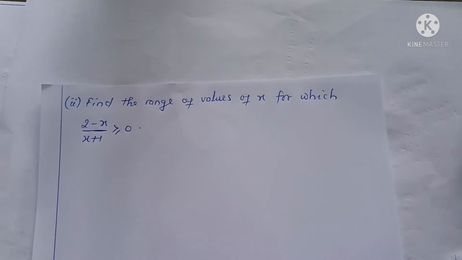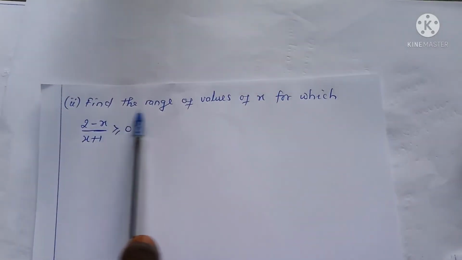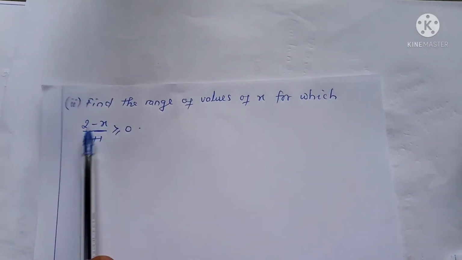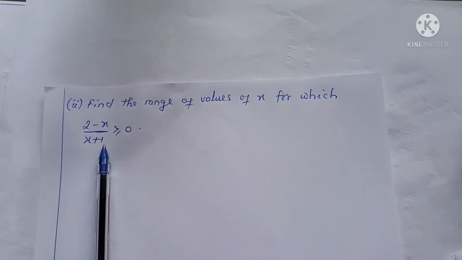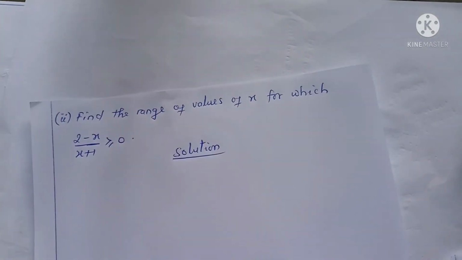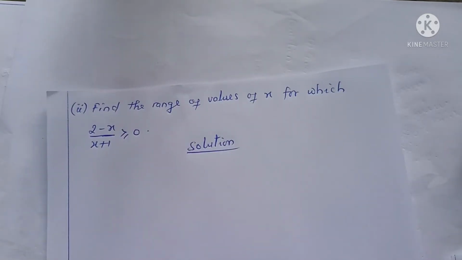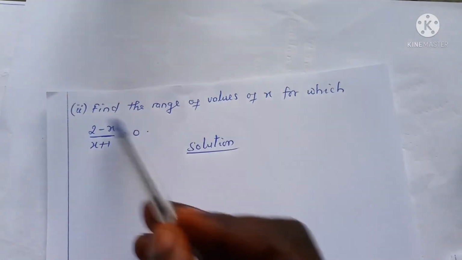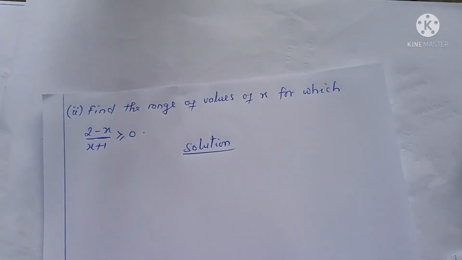Now we get to the second part of the question, which reads: find the range of values of x for which (2 minus x) divided by (x plus 1) is greater than or equal to 0. So what we need to do here is get the critical values and represent them on a number line and test the regions for which this expression will be greater than or equal to 0.